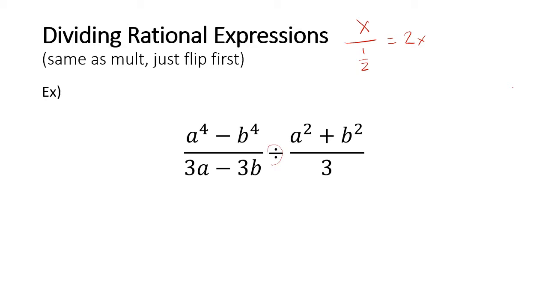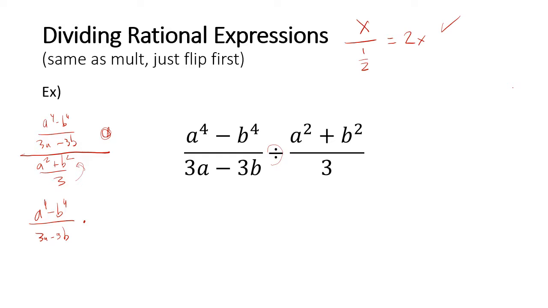We essentially have a to the 4th minus b to the 4th divided by 3a minus 3b, divided by a squared plus b squared divided by 3. If we apply this thinking here, what we'll end up with is a to the 4th minus b to the 4th divided by 3a minus 3b, multiplied by the reciprocal of this. So 3 times a squared plus b squared.